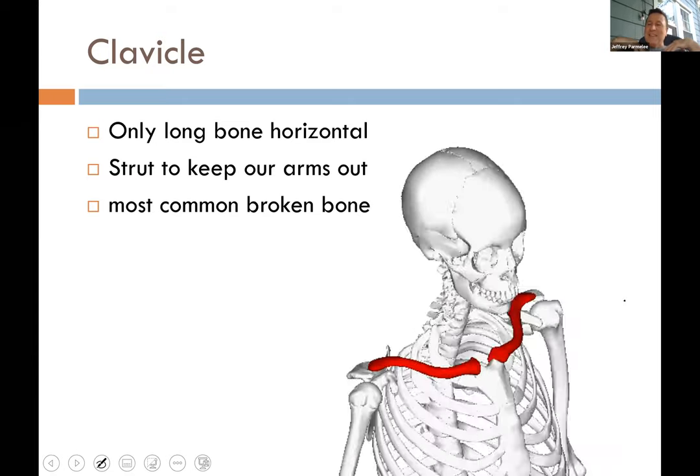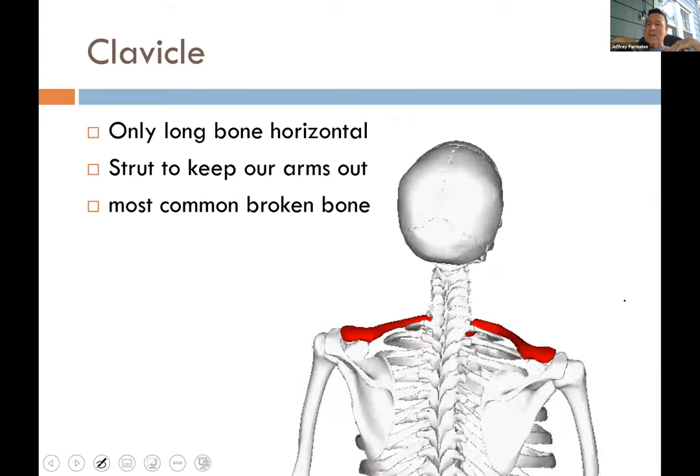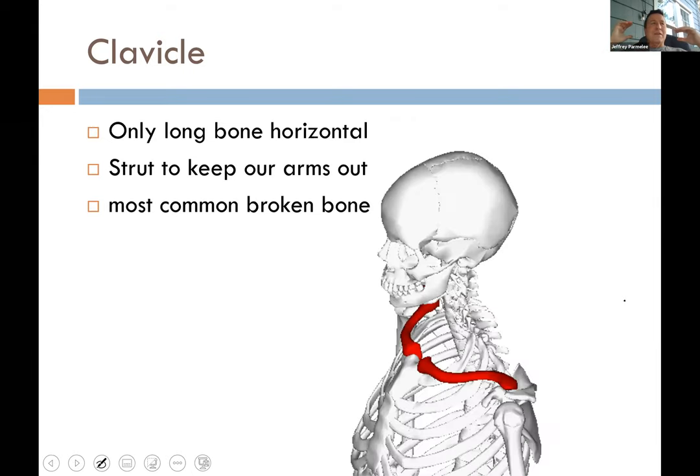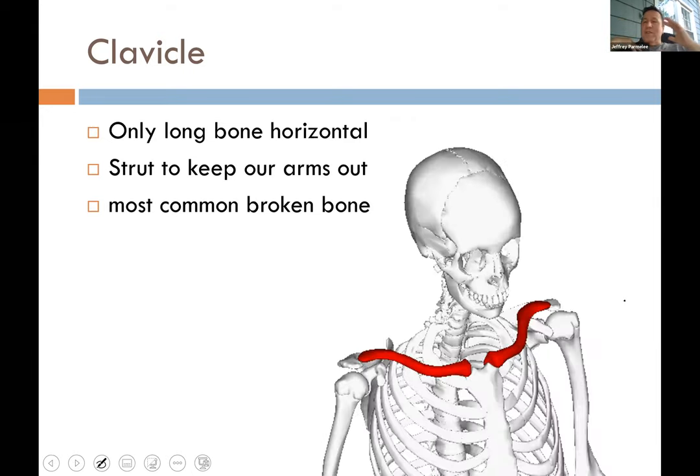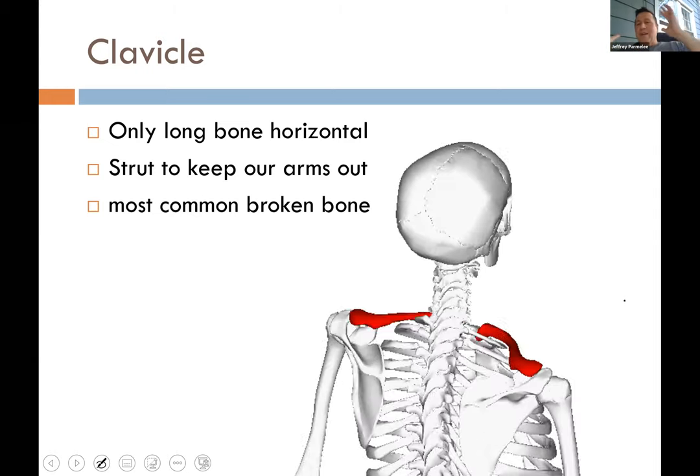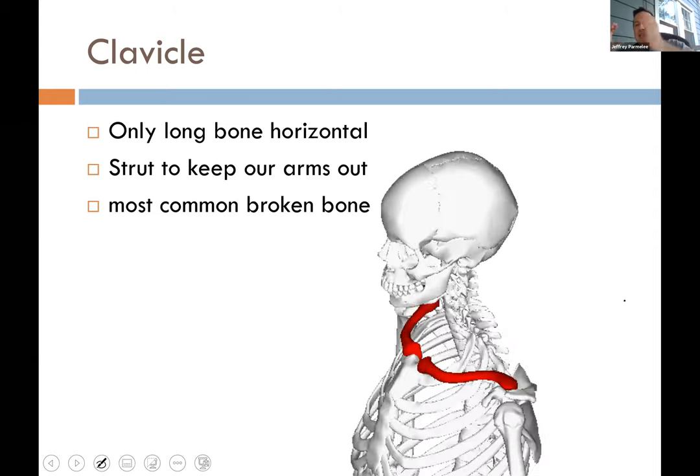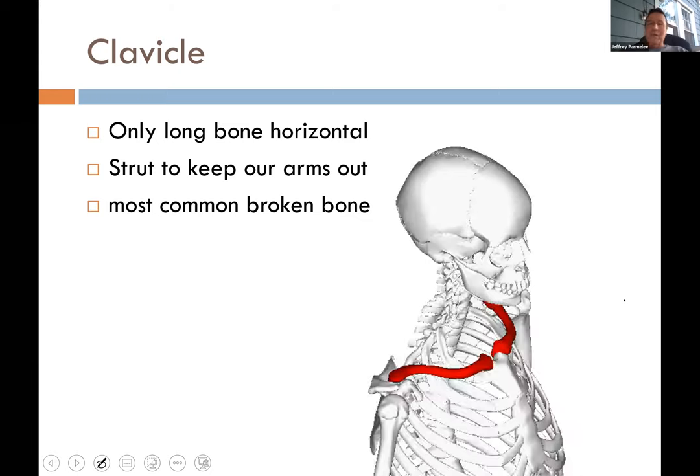And because they're keeping the arms out, if force is put on it, if you're slammed into the ground, it can easily break. It's a very commonly broken bone.